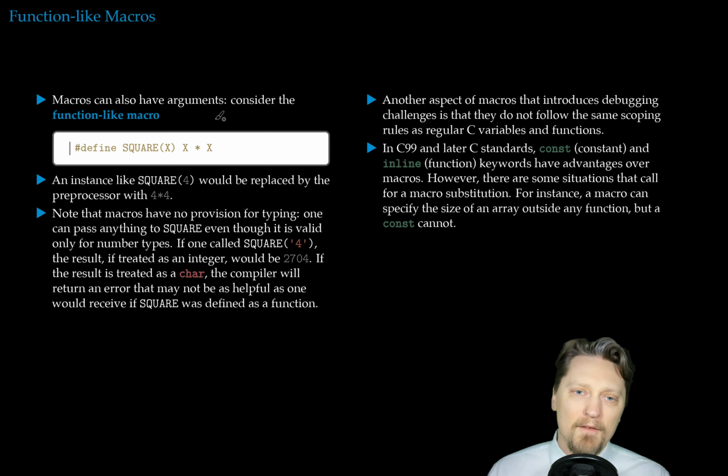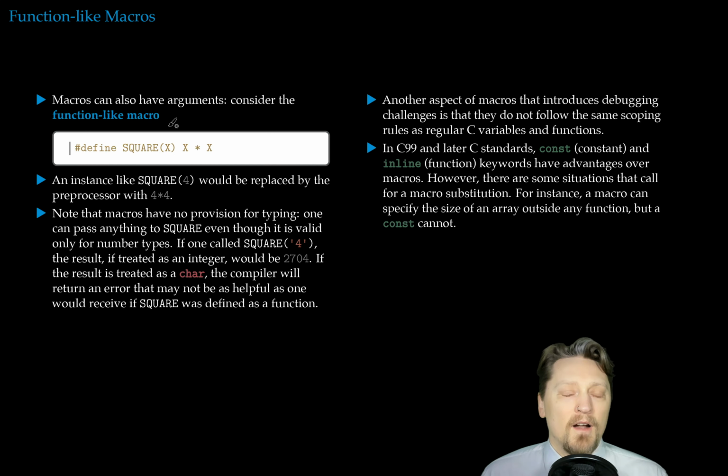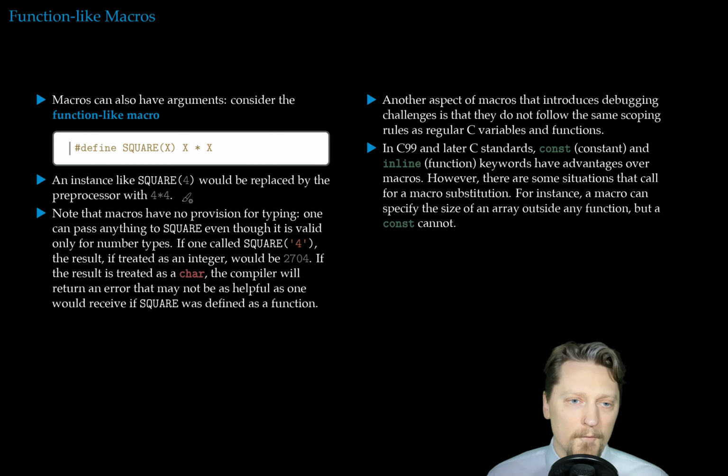Macros can also have arguments. Consider the function-like macro #define SQUARE(x) x times x. Notice that we're using capital letters in SQUARE and also in the other macros. This is a convention. An instance like SQUARE(4) would be replaced by the preprocessor with 4 times 4.